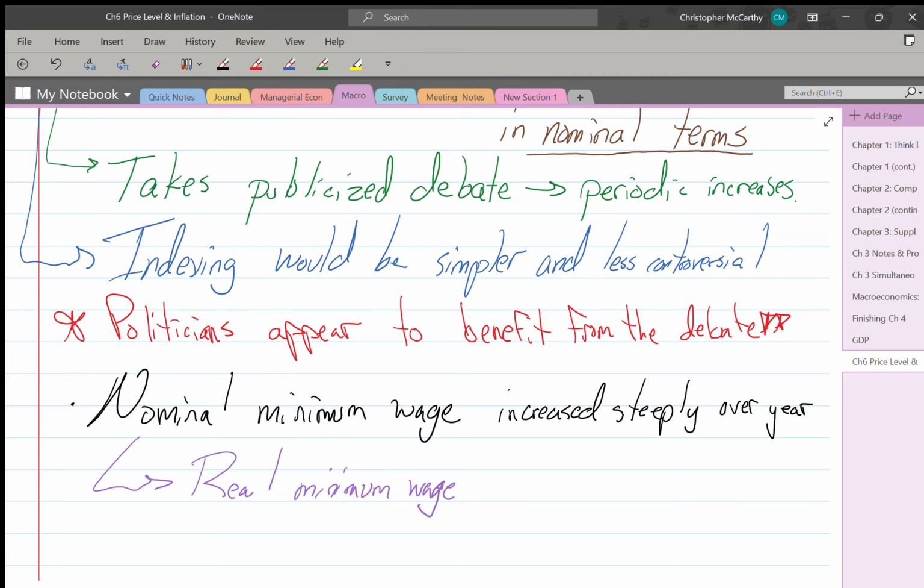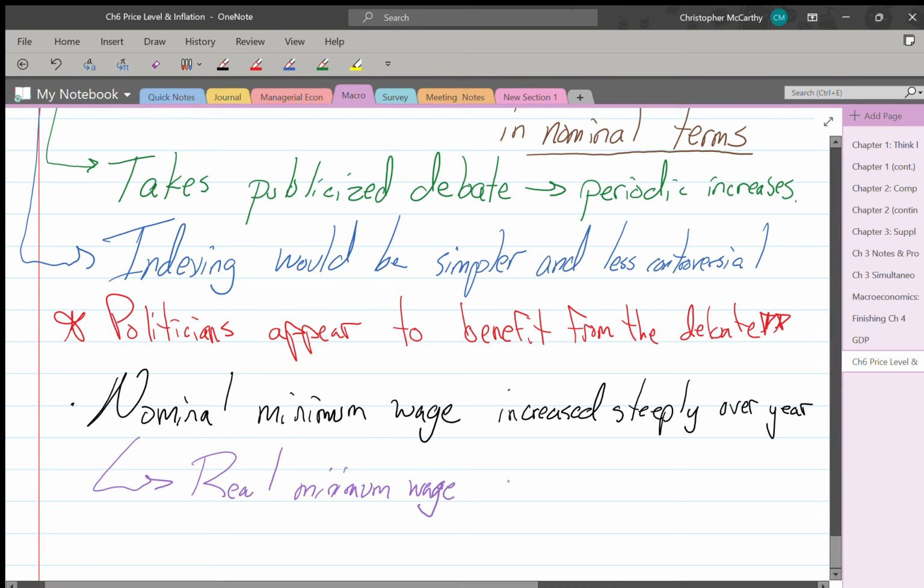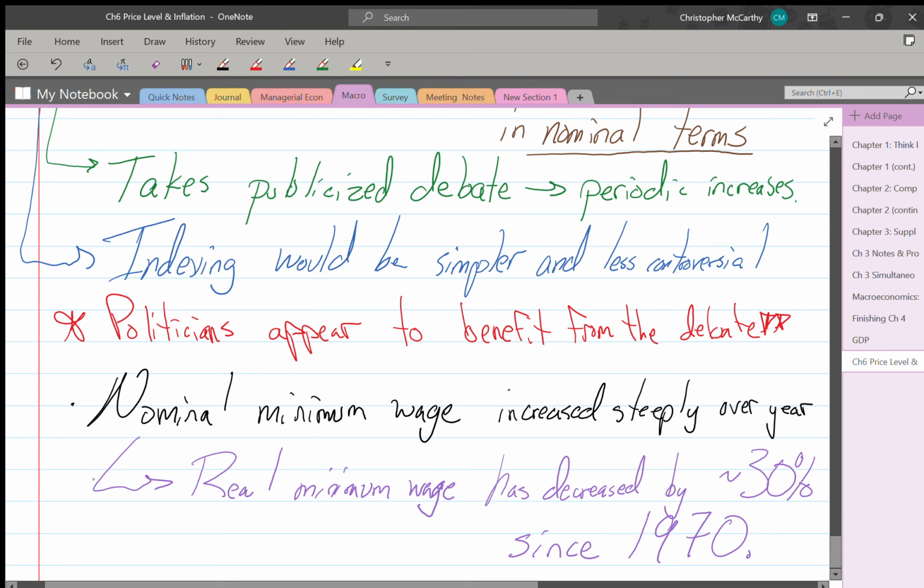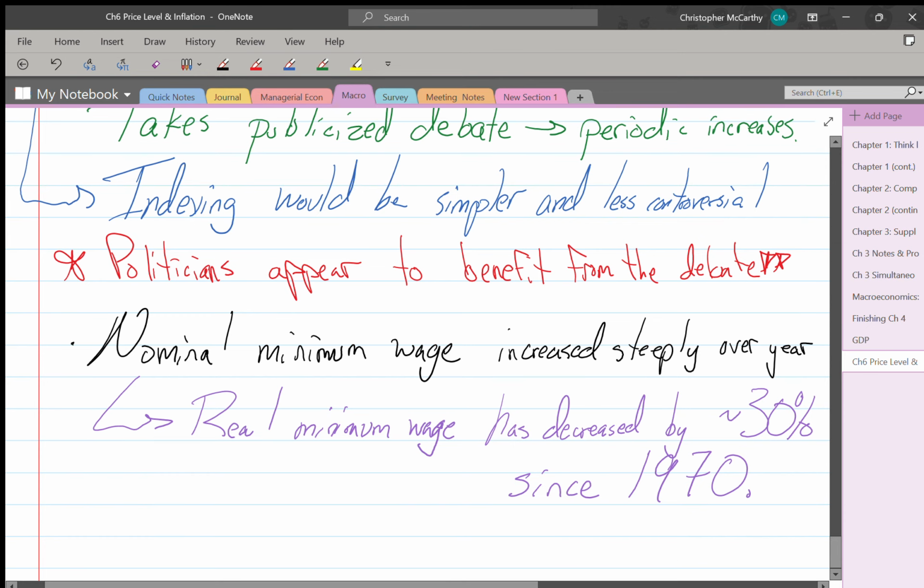So the real minimum wage has decreased by almost 30%. Why did I do a dollar sign? Trying to rush to get out of here. Since 1970. And so that's why you'll see in some states they have their own state minimum wage, because the real federal minimum wage is quite lacking.